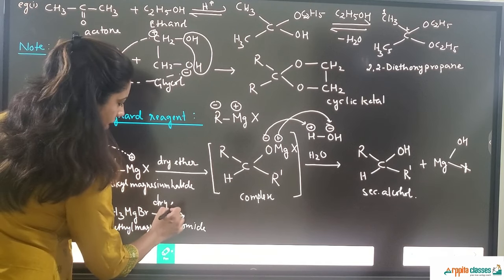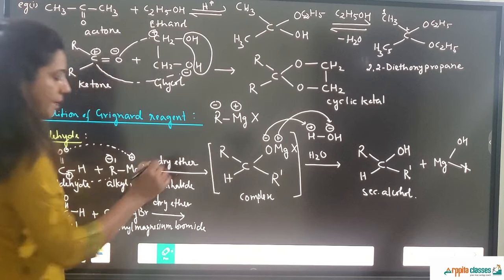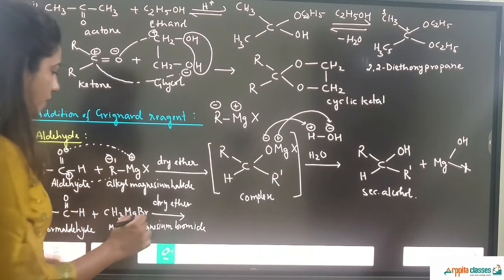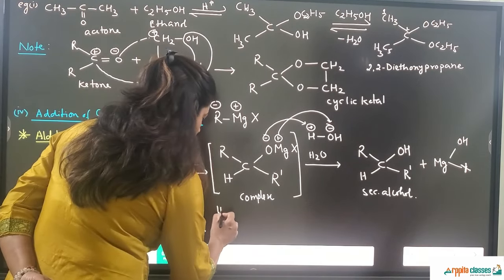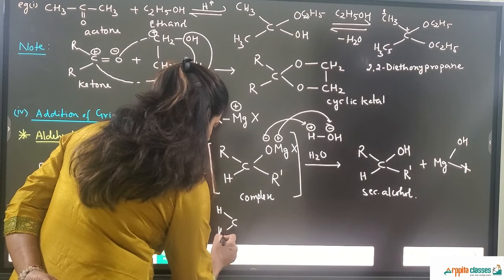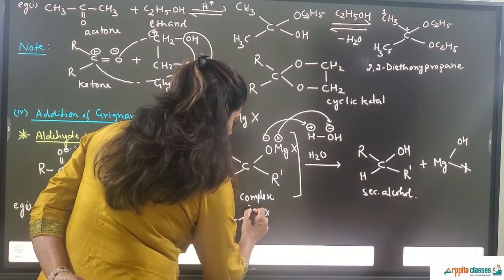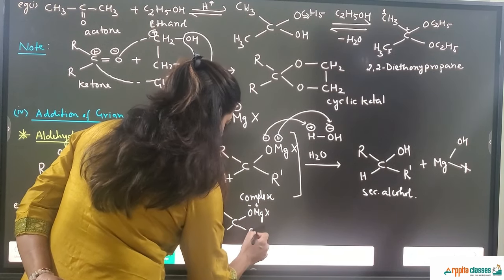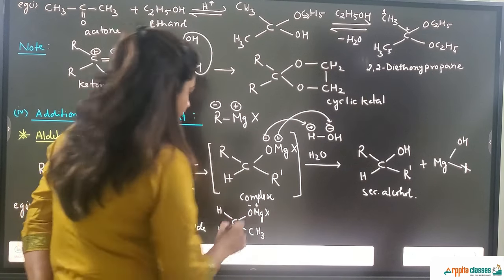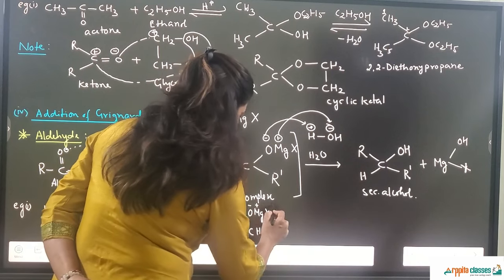Over the arrow we will write dry ether. The reaction will always happen in the presence of dry ether. Let's try to write down the product. First, the undisturbed bond, I'll write H, C and H. Now on one side it will be OMgX, O minus Mg plus, and on the other side methyl will get attached to the carbon. We'll put this in a square bracket.